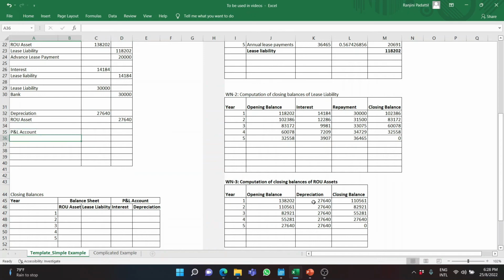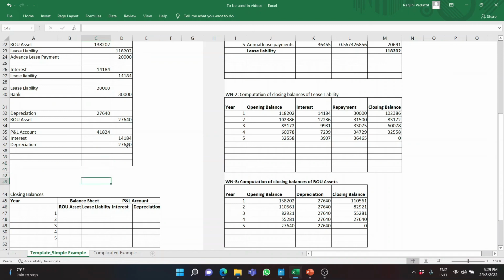P&L account debit, interest account credit, depreciation account credit. Interest is 14,148. Depreciation is 27,640. And the sum of that goes into your P&L account and gets expensed out.